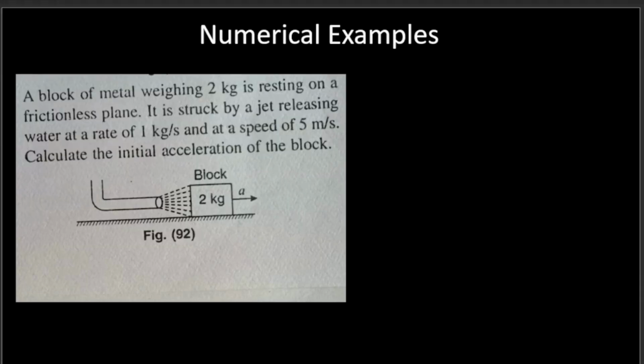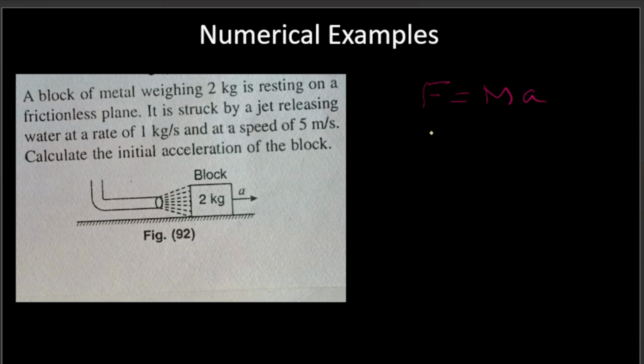Now we move to our next example. A block of metal weighing 2 kg is resting on a frictionless plane. It is struck by a jet releasing water at a rate of 1 kg per second and a speed of 5 meter per second. Calculate the initial acceleration of the block. Now, again, we use some differential equation here. From Newton's second law of motion, we know that F is m into a. Okay, F is m into a.